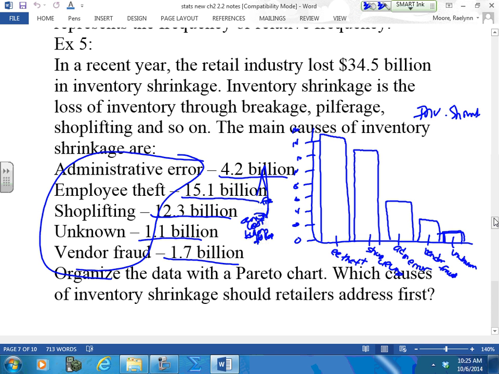Now, if I'm the Better Business Bureau doing this, I might want to go for which part? Well, which one would I want to go to? What category? Vendor, because I could attack the vendors, right? Could I attack my employees if I'm the Better Business Bureau? Nope. Shoplifting? I might want to go for shoplifting. Employee theft? Administrative? I want to go for the vendor if I'm Better Business. But for a person who's looking at this, they want to hit the highest one.